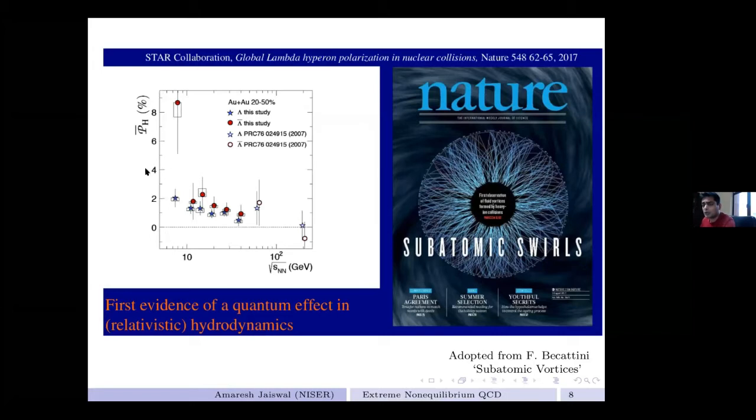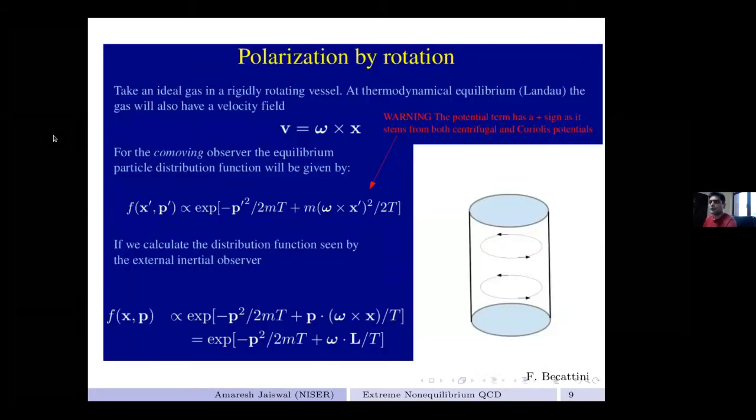The plot shows polarization measured in percent versus the colliding energy of nuclei. Okay, so you see that the polarization of lambda in this case that has been plotted is of the order of a few percent. And we will see that a very rough calculation immediately leads to this order of magnitude. So how do we do this?